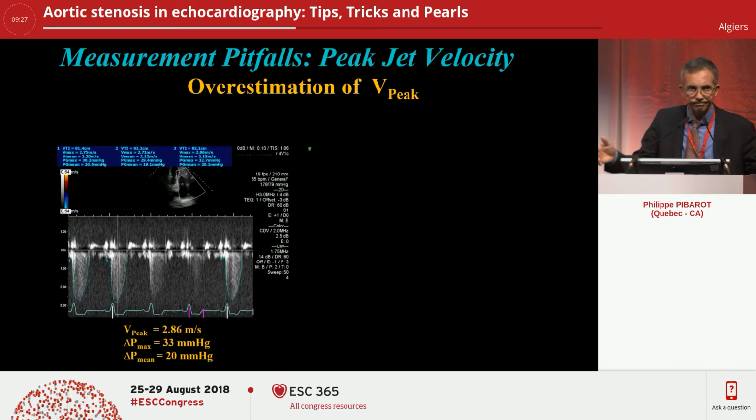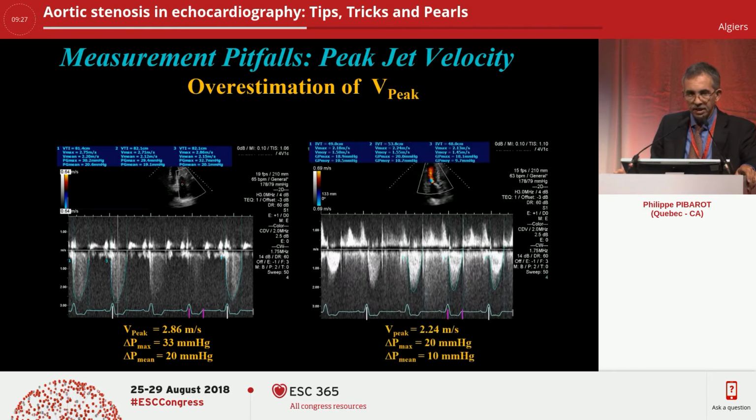Another pitfall caveat that may result in overestimation of peak velocity and therefore gradient, and underestimation of valve area, is this issue here. We have a not very good continuous wave Doppler signal with some incomplete envelopes in some beats, but we got a peak velocity of 2.86, a mean gradient of 20, and a peak gradient of 33, which would be about moderate AS.